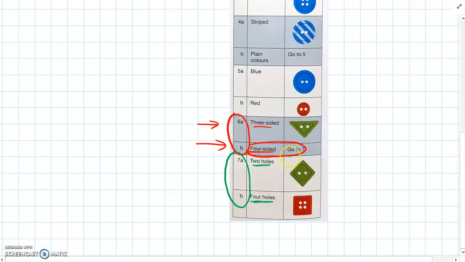So we go to the table that says 7A, and here's our button classified. So the table version, it works a little bit differently, but we still classify every button into its own little category.